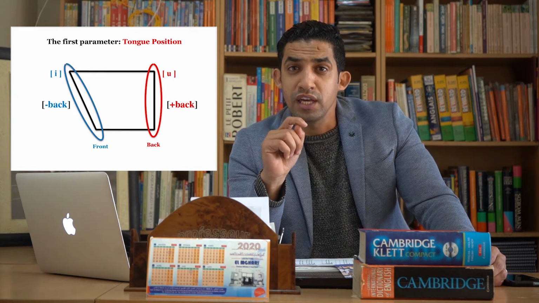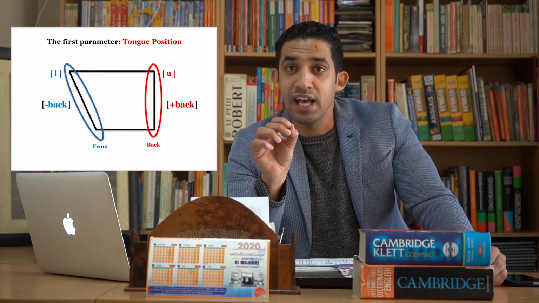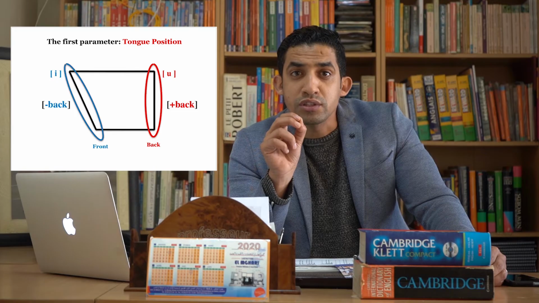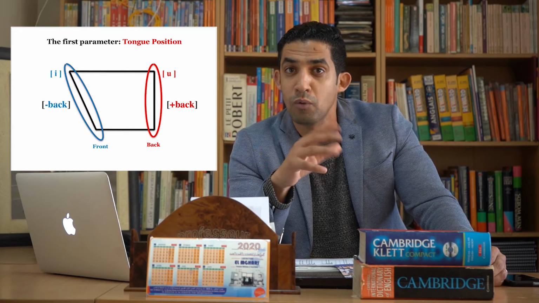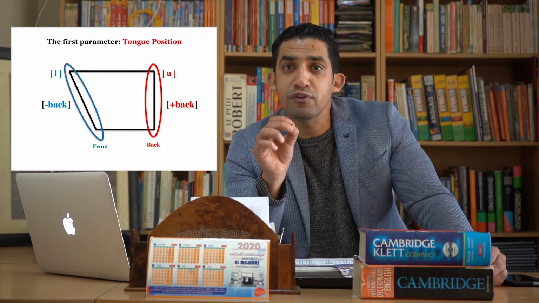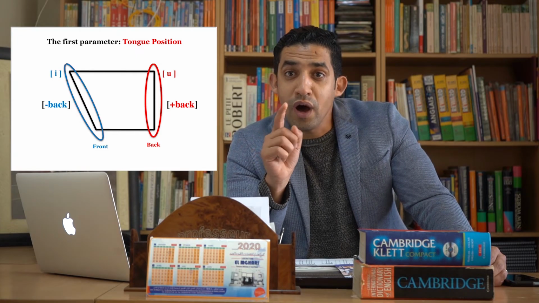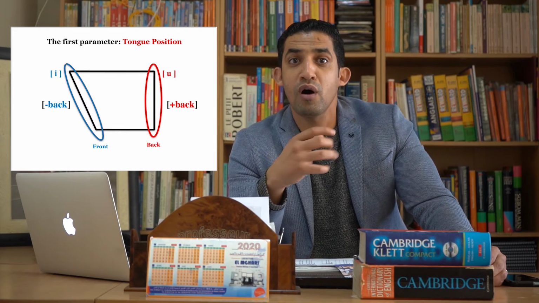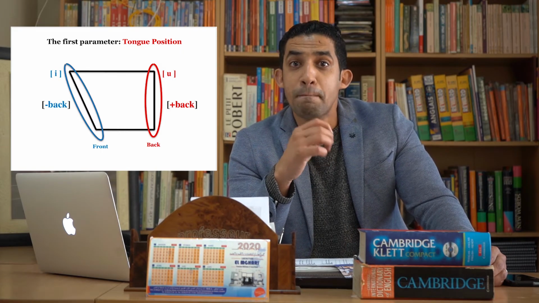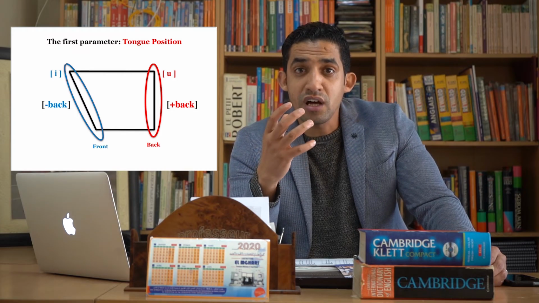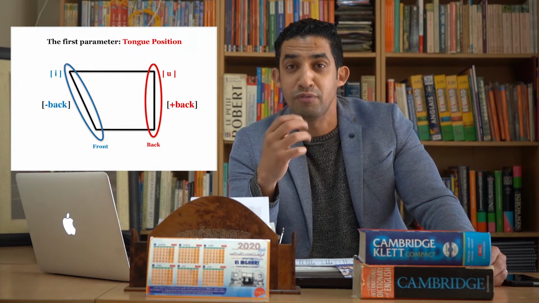For example, if we take the vowel E and the vowel A, both are front vowels in English. Why? Because in their production, the tongue is pushed to the front part of the mouth. While if we take the examples of the vowel U and the vowel A, both are back vowels in English because in their production, the tongue is pushed to the back part of the mouth.